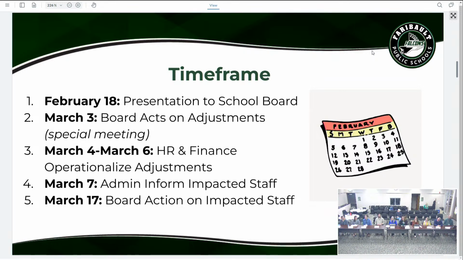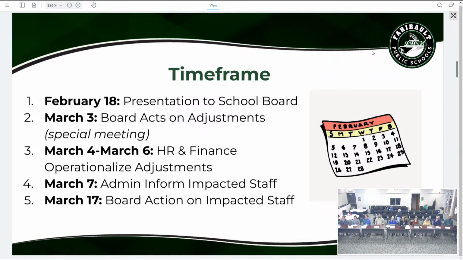Right at first, we'd like to go through the timeline with you. The timeline is rather short and aggressive. However, I think we're all comfortable with it. Today is the 18th, and we're presenting this to you for the first time to review. Then we're going to ask you to have a special meeting on March 3rd, which is very soon. It is when you have your next work session scheduled, so we're going to ask you to consider adding a special meeting to that board meeting, either right before or right after, however you see fit.